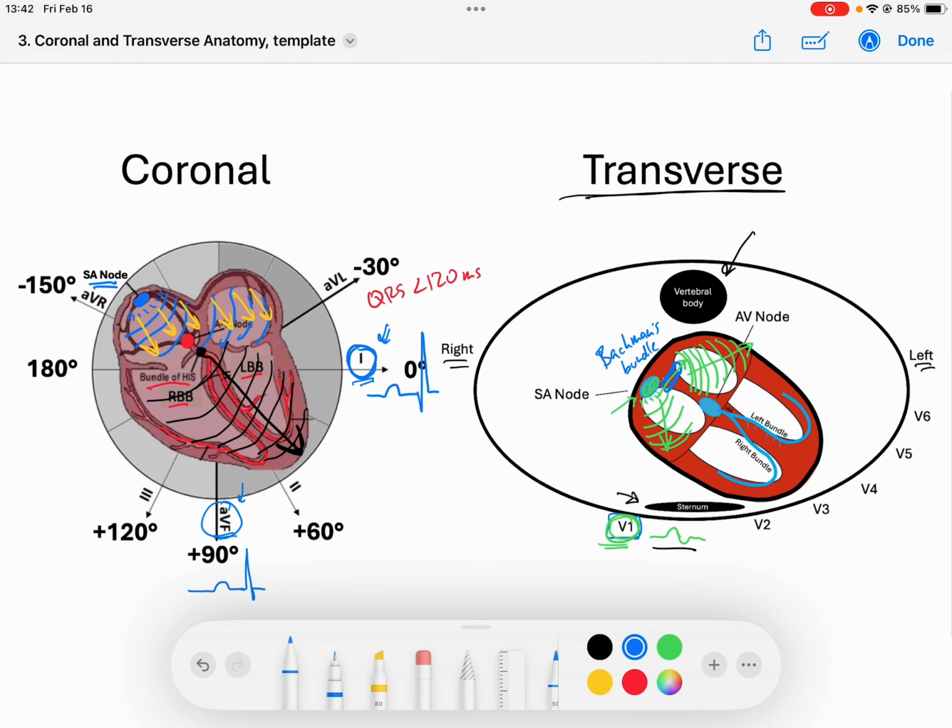So we have upright QRSs. We're still going to have some negative forces, right? We might still have some little itty-bitty Q waves, itty-bitty S waves, but we have more positive than negative in our QRS complex, right? And so that's what we're going to see, a QRS that is upright in these leads, telling us that it's going down to the left.